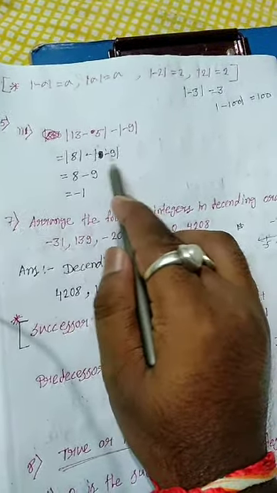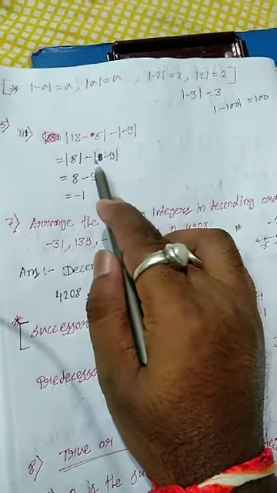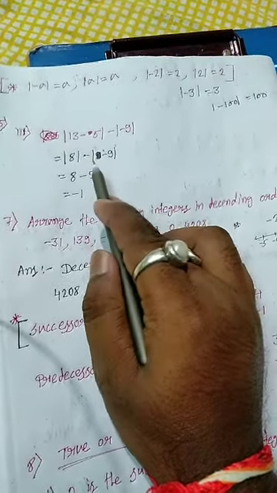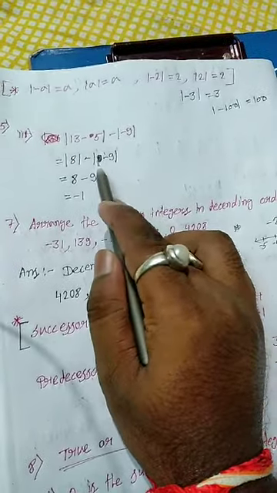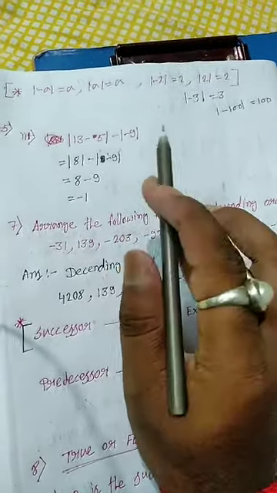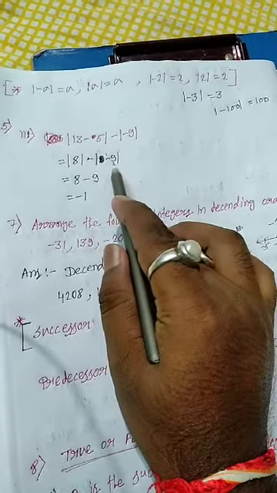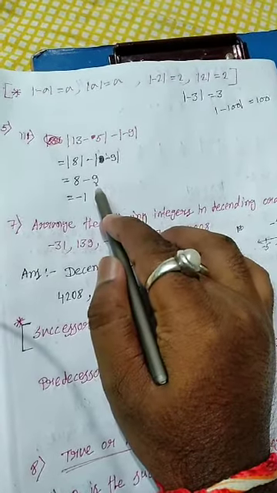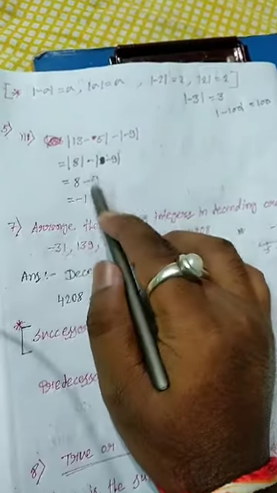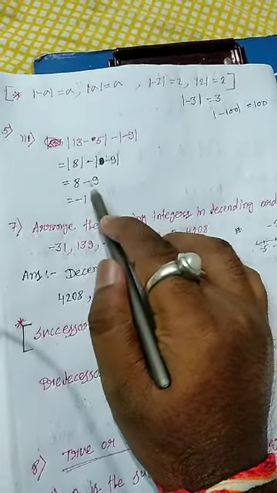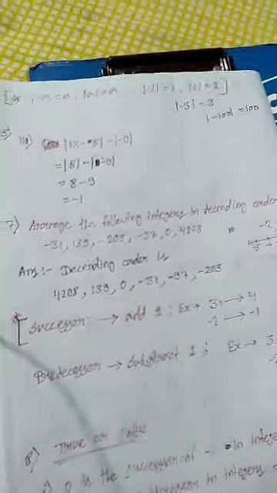And look, here is given minus 9. That means what is this function? This is the modulus function, and the modulus function always gives the positive value. That means if you put minus 9 here, it will give plus 9, and this plus 9 and this minus, this will be minus 7. Now 8 minus 9, it will be minus 1.